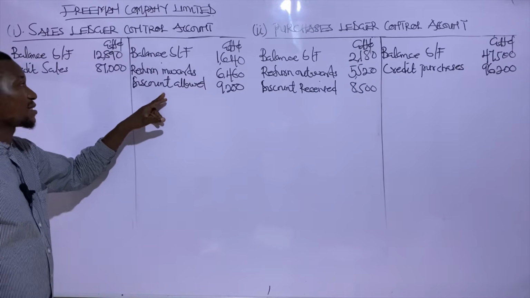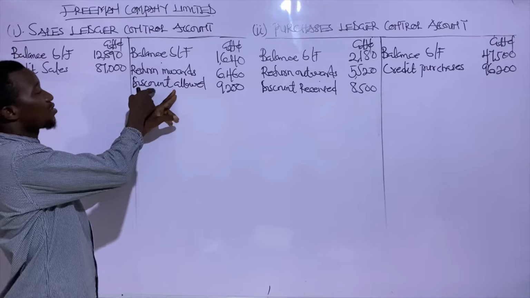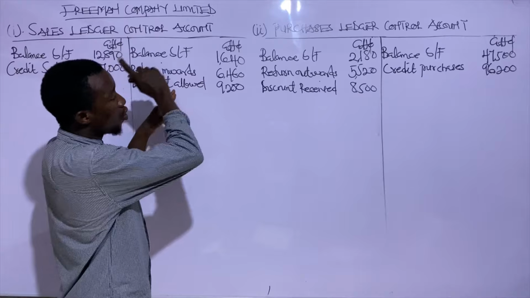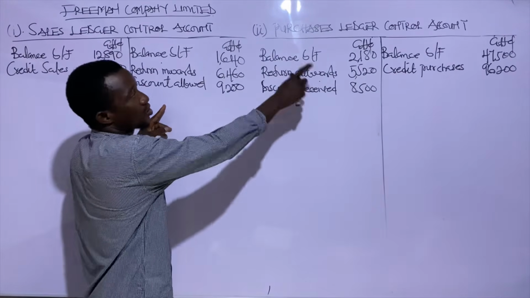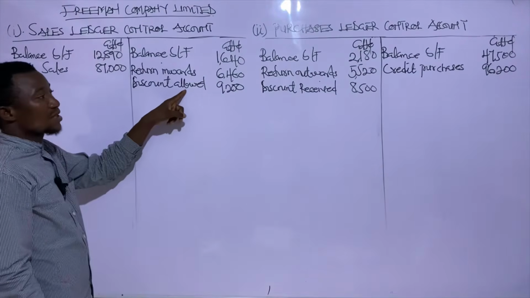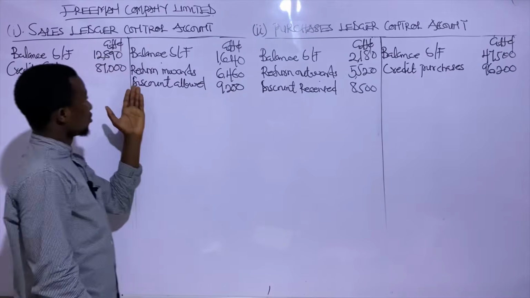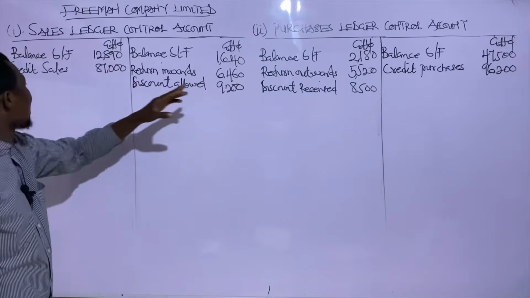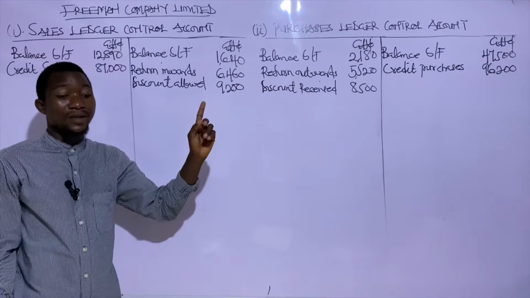One key thing I want you to also take note of is that if an item is recorded at the credit side, let's say discount allowed in sales ledger, the opposite of discount allowed is discount received. So it will go to the opposite side. It is at the credit side in sales ledger. So when it goes to the other account, which is purchases ledger, it will be recorded at the opposite, which is the debit side. You can see that of return inwards and return outwards, and of credit sales and credit purchases. So that is one clue.